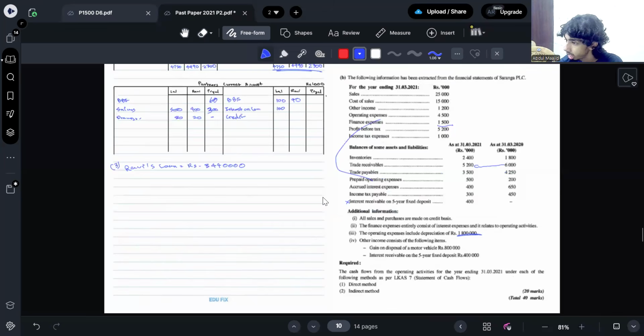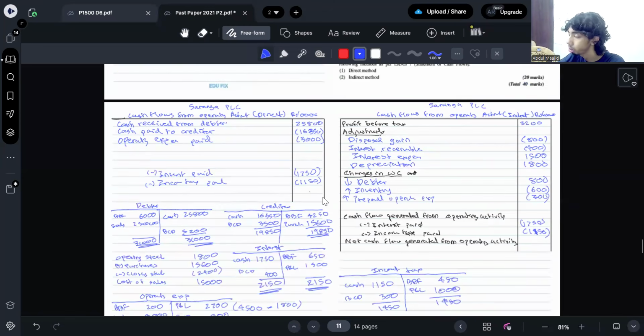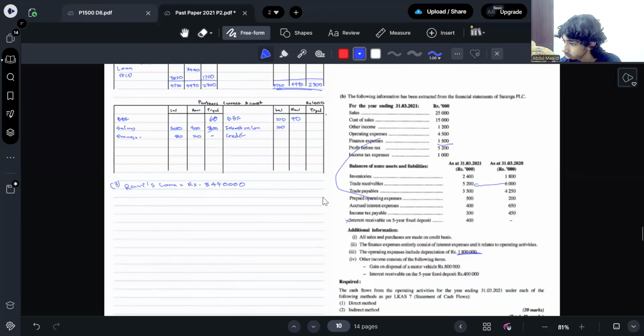And accrued interest expense, you don't do it because income tax and interest expense, you don't adjust under working capital, because the actual amount paid, you record it here. Then interest receivable, you will not adjust because it's connected to investing activity.